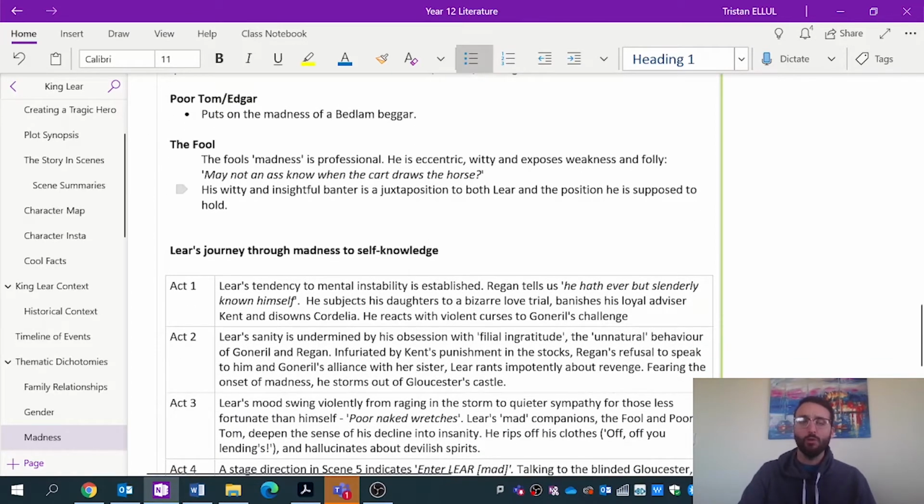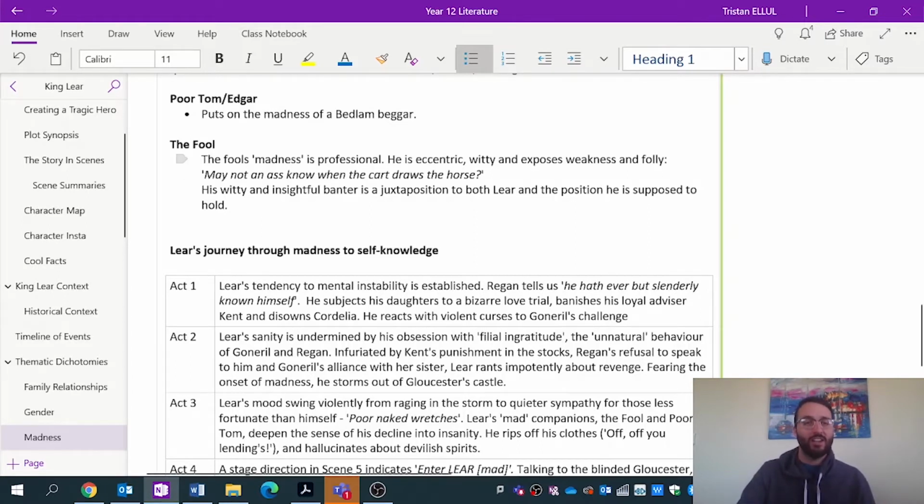And we also have the Fool, but the Fool's madness is professional. He's eccentric, witty, and exposes weakness and folly. So the things he says appear mad, but beyond it, he's very smart, quick-witted, and intellectual. So his madness, again, is kind of like a guise that allows him to say the things he can say.